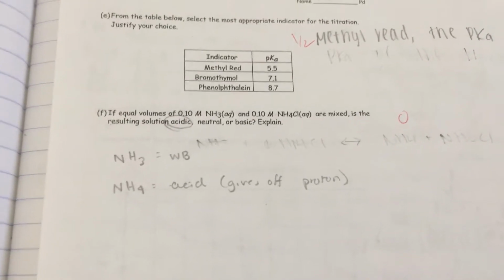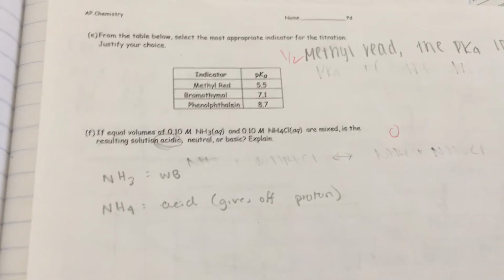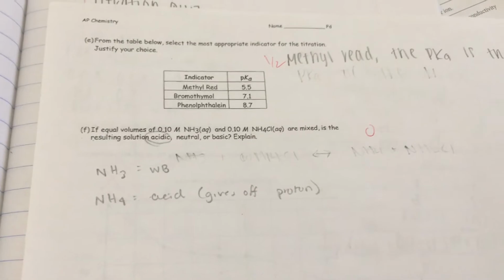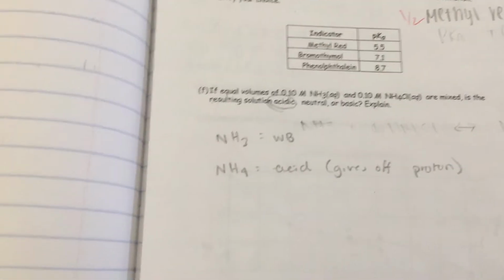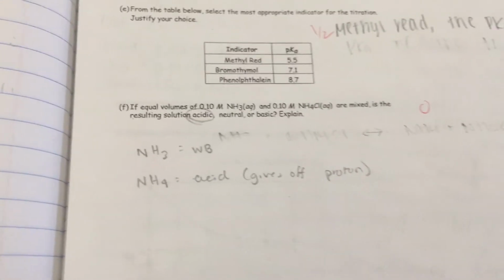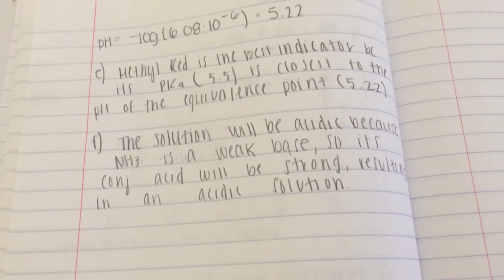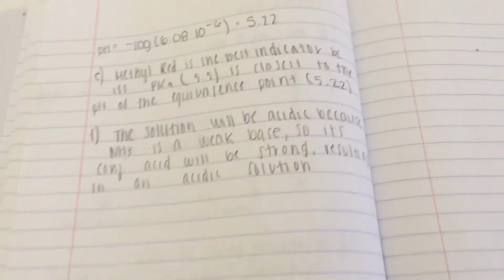If equal volumes of 0.1 molar NH3 and 0.1 molar NH4Cl are mixed, is the resulting solution acidic, neutral, or basic? And explain your answer. So on the quiz I said it was acidic, but I didn't actually explain why. And the solution will be acidic because NH3 is a weak base, so its conjugate acid will be strong, resulting in an acidic solution.